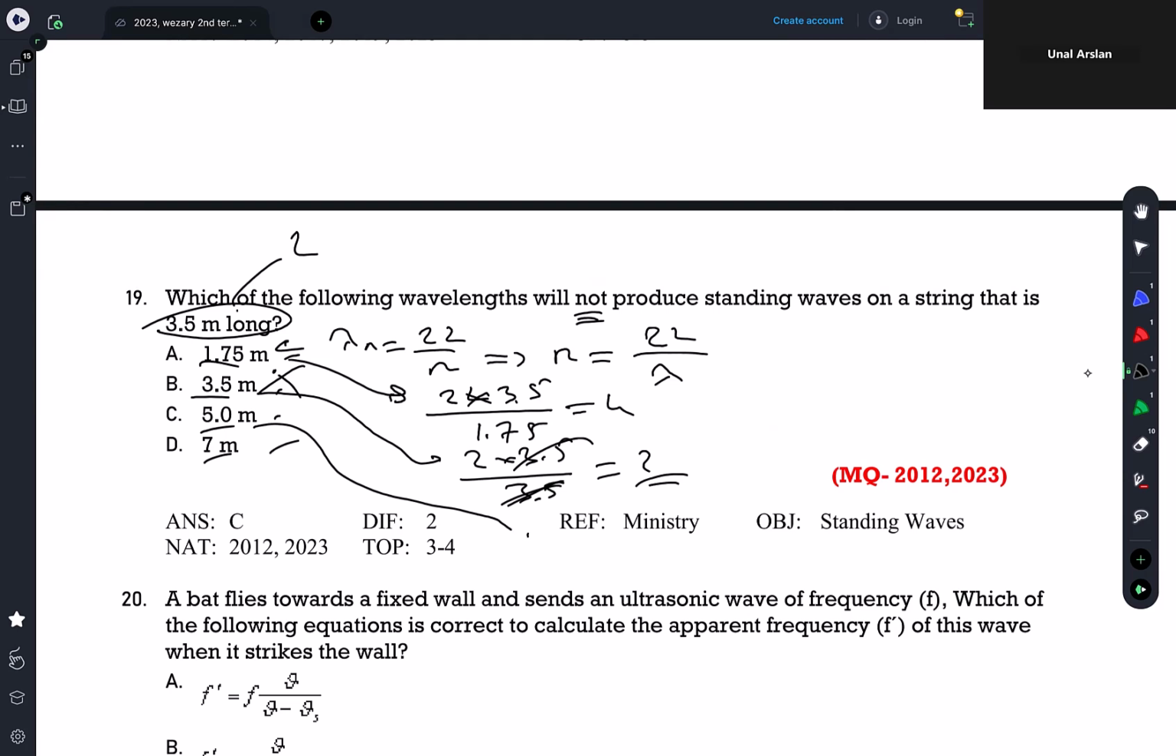The other one is 2 times 3.5 divided by 5. Is this an integer? Not an integer, sorry. If it is not an integer, it's not a standing wave. 2 times 3.5 divided by 5 is 1.4. This is a traveling wave, not a standing wave. So C is the correct answer.